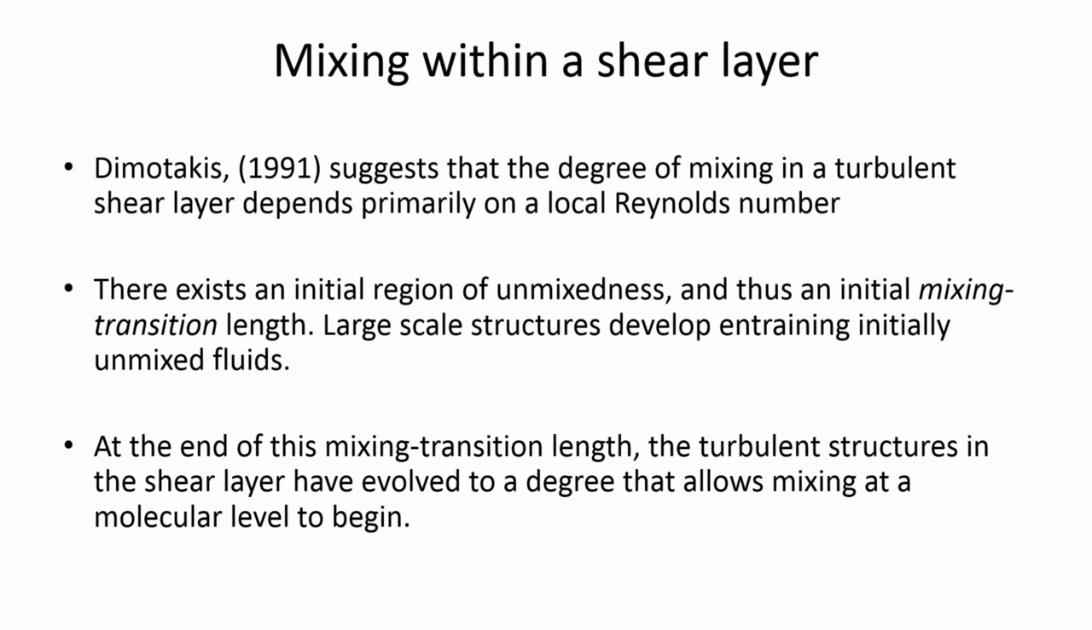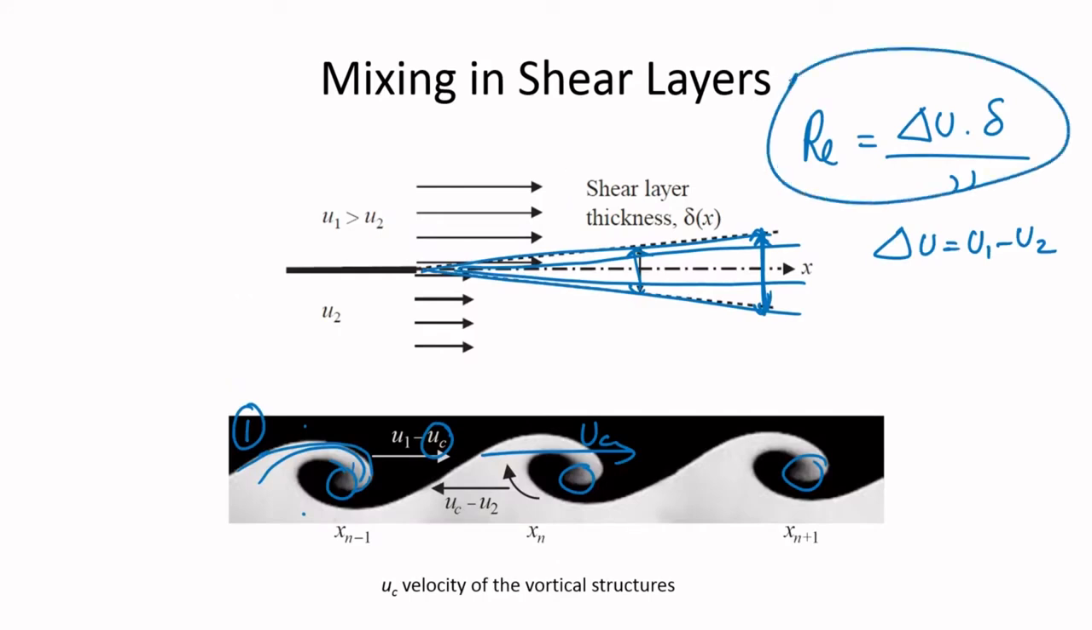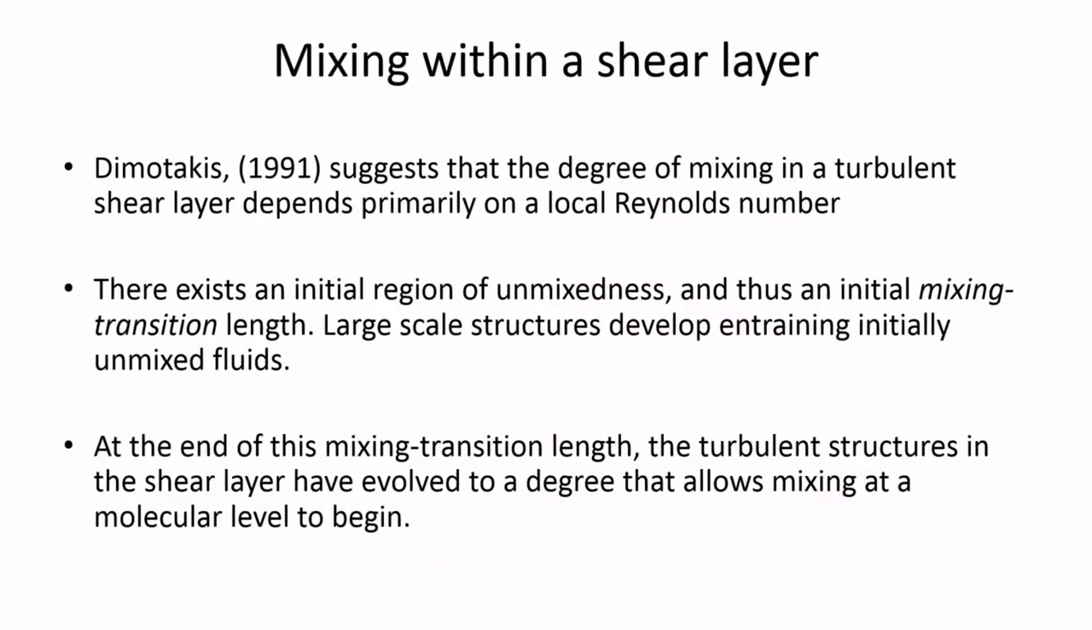Dimotakis has suggested that it is essentially the local Reynolds number, which is this, that can define the mixing within the shear layer. But the thing is that he said that there exists an initial region of unmixedness. Okay, so just after the shear layer is developing and these large scale roll ups are happening, it does not mean that mixing starts immediately. He says that there is an initial region of unmixedness, and this region is called the mixing transition length. So there is no mixing in this mixing transition length, or very limited mixing.